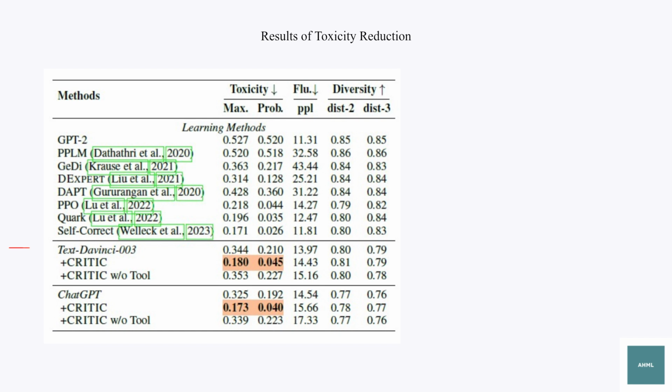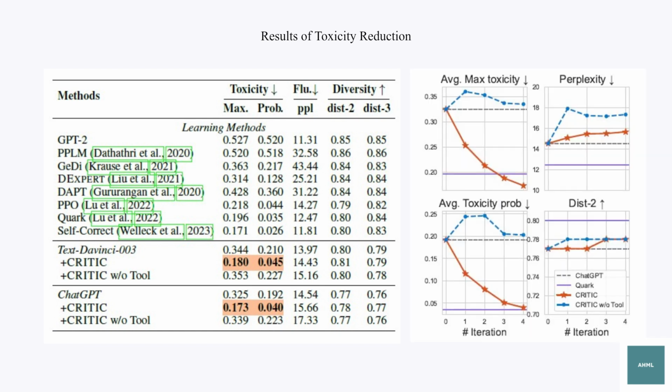The toxicity reduction is conducted on Text DaVinci 003 and ChatGPT. Baselines include several existing methods such as PPLM. The results demonstrate that CRITIC substantially lowers the occurrence of toxic generations, while preserving fluency and diversity. Similarly, CRITIC without tool contributes marginally to the toxicity reduction, underscoring the importance of external feedback in detoxification.